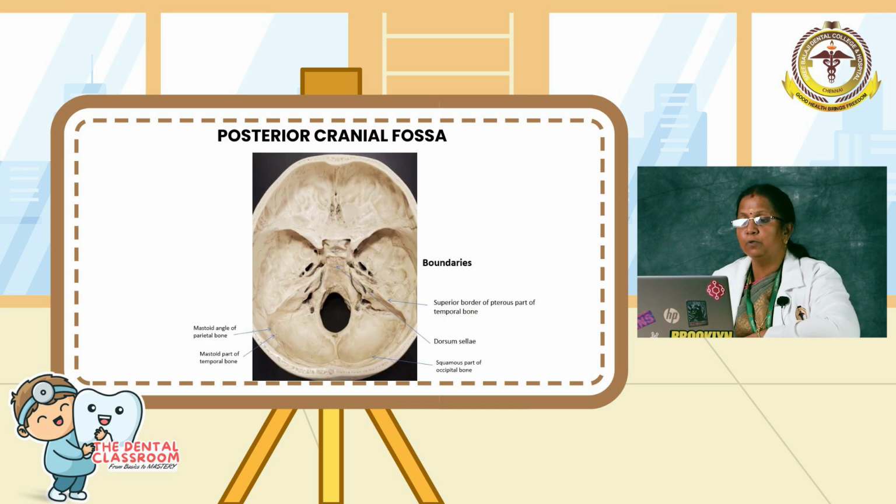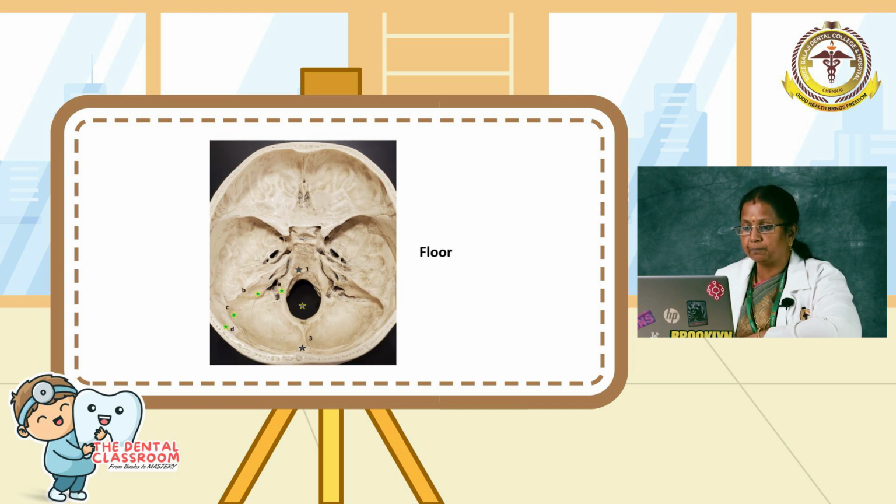The third one is the posterior cranial fossa. The posterior boundary of the middle cranial fossa will be the anterior boundary of the posterior cranial fossa. So here we have the superior border of the petrous part of temporal bone and the dorsum sellae anteriorly, and posteriorly the squamous part of the occipital bone. On each side between these two are the mastoid angle of the parietal bone as well as the mastoid part of temporal bone. These bones form the boundary for the posterior cranial fossa.